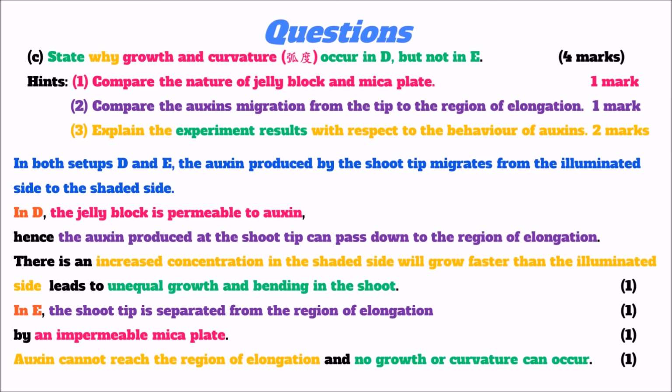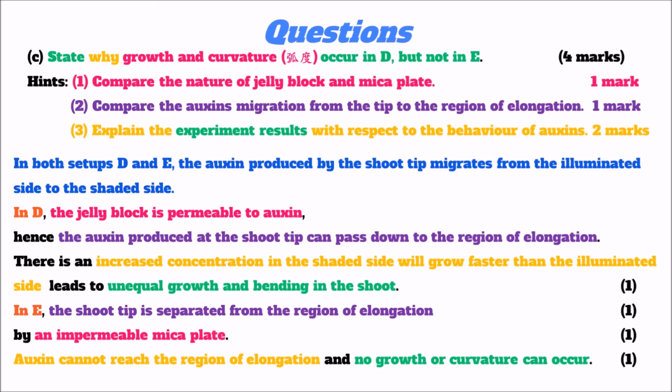The last step, we are going to draw the conclusion. The increased concentration of auxin in the shaded side will make it grow faster than the illuminated side, leading to unequal growth and bending in the shoot. And in setup E, because the auxin cannot reach the region of elongation, finally no growth or curvature can occur.